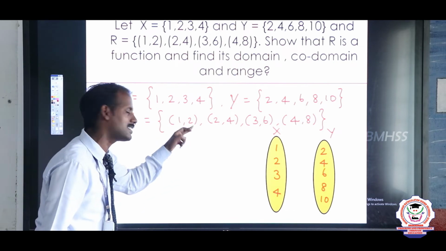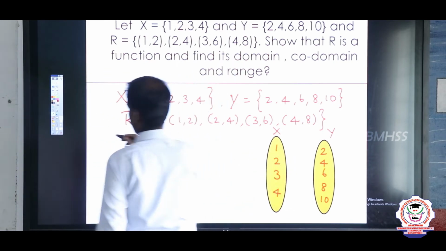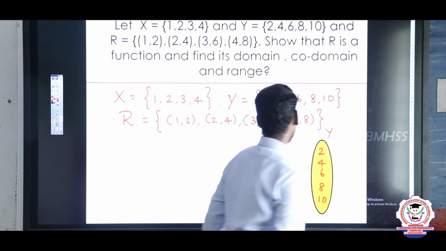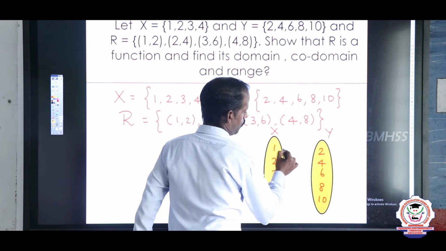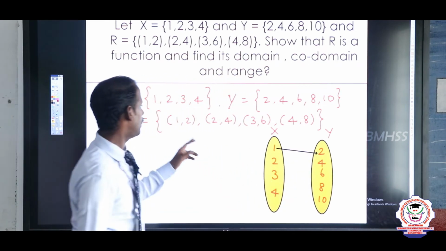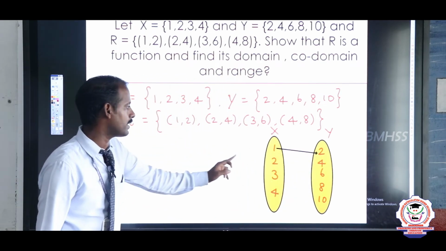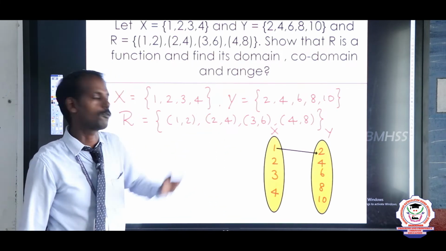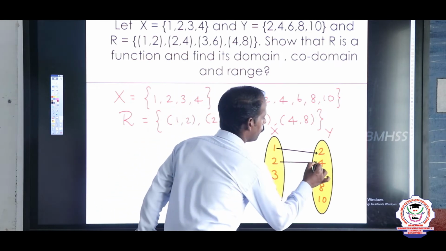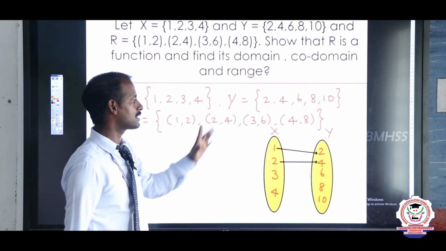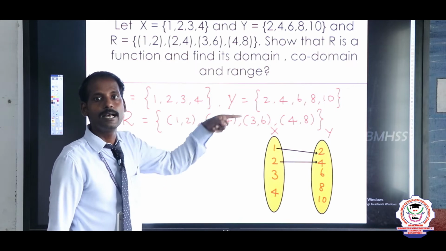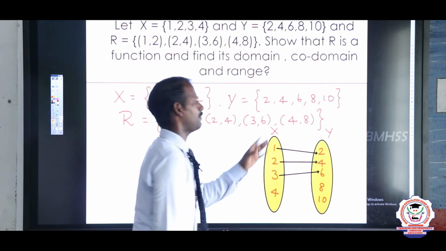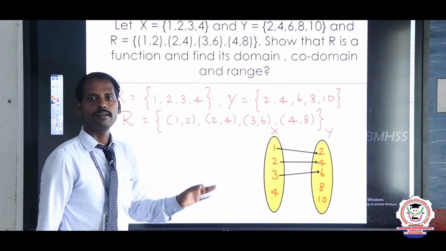So 1 relates to 2. The first ordered pair is 1 comma 2, 1 relates to 2. The second ordered pair is 2 comma 4, so 2 relates to 4. Then the third element 3 comma 6, 3 relates to 6. The next element is 4 comma 8, 4 relates to 8.